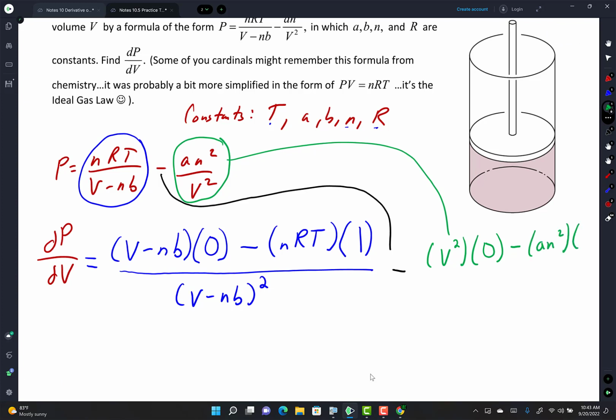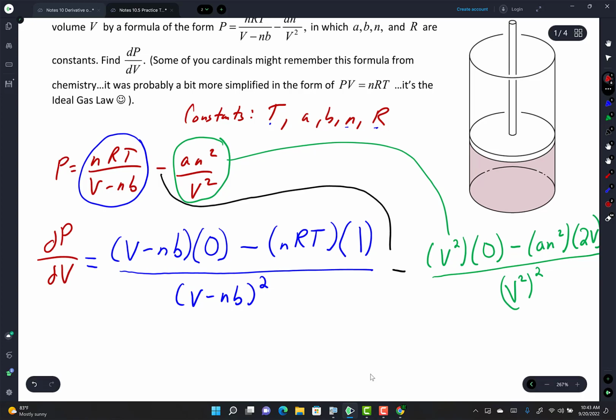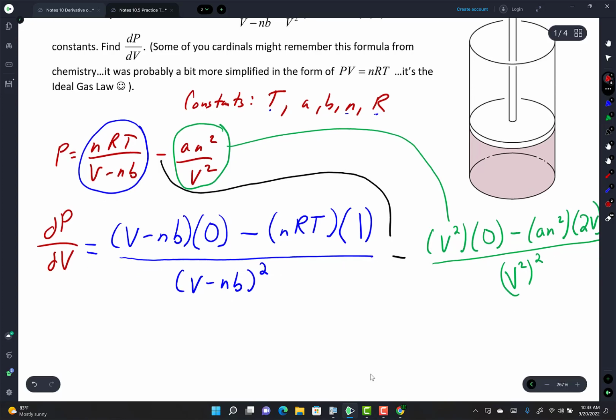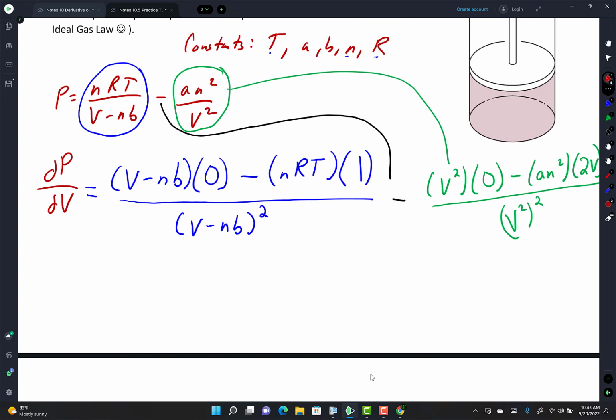What's the derivative of V squared with respect to V? 2V. Because V is like an x, right? All over bottom squared, so V squared squared, V to the 4th. You can write V to the 4th. I'm going to fix this to make it look prettier. So let's see if we can make this look prettier.